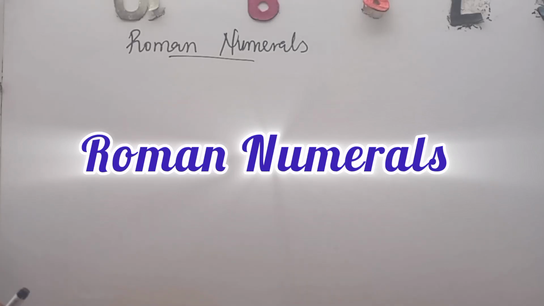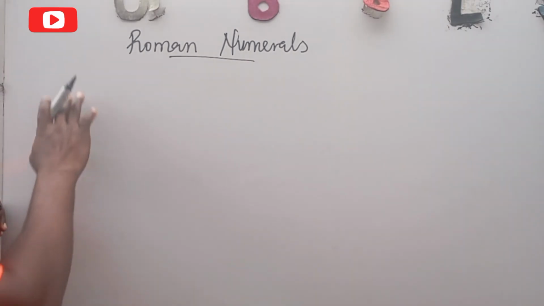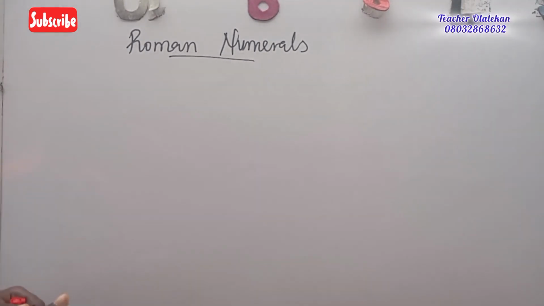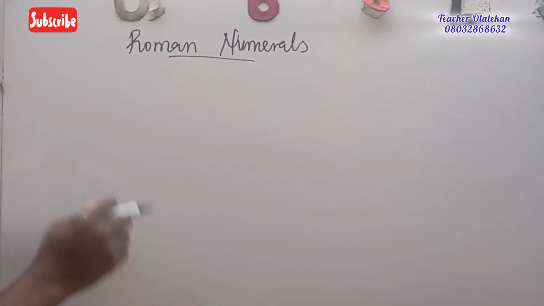Roman numeral is a system of writing in ancient Rome. There are few values in Roman. There are few letters that are used in Roman numeral. So these are the letters.